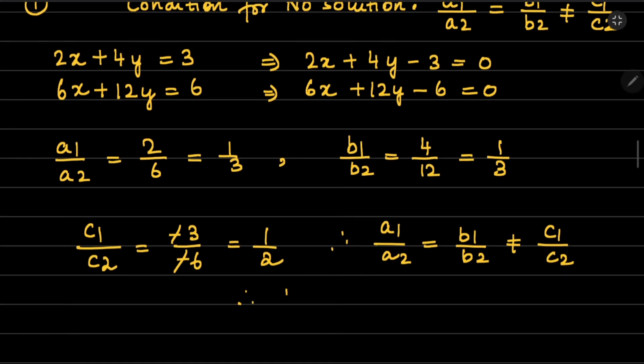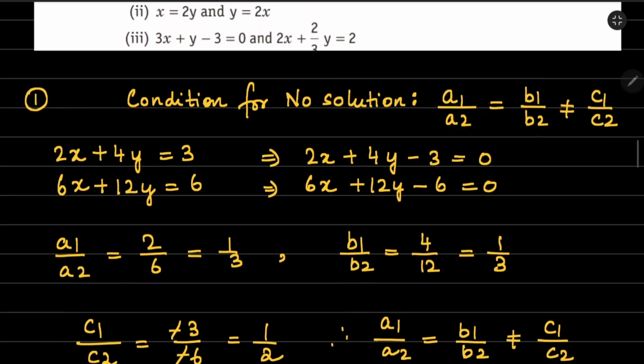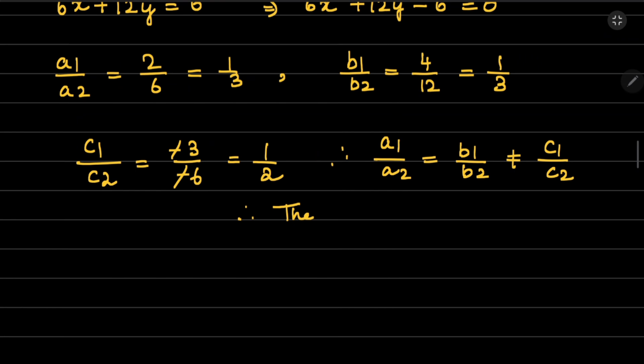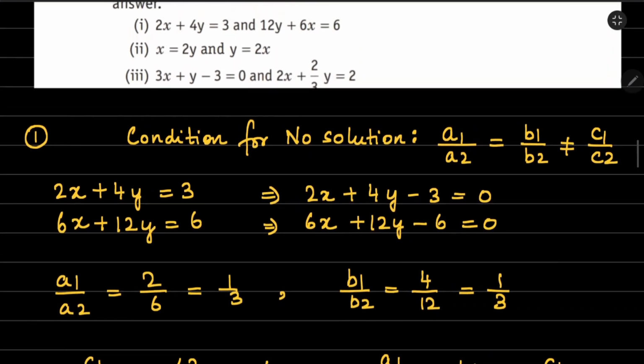Therefore, you can write the given system of equations has no solution, because that's the condition: a1 by a2 is equal to b1 by b2, but that's not equal to c1 by c2. It exactly satisfies our given set of linear equations. So you can write, therefore the given system of equations has no solution. That's your answer. Let's move on to the second question.